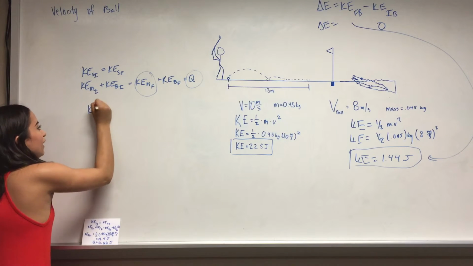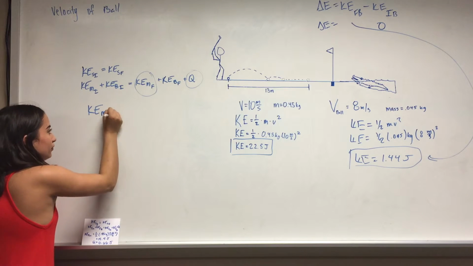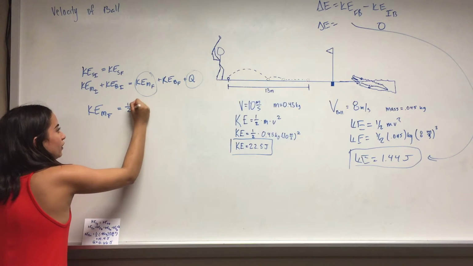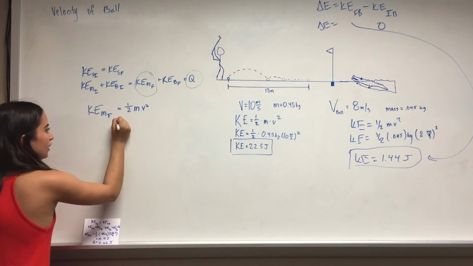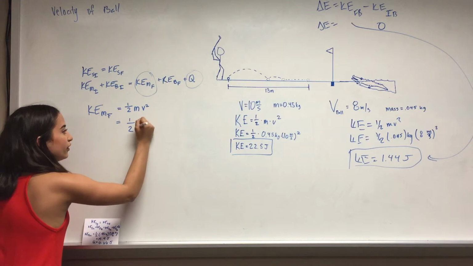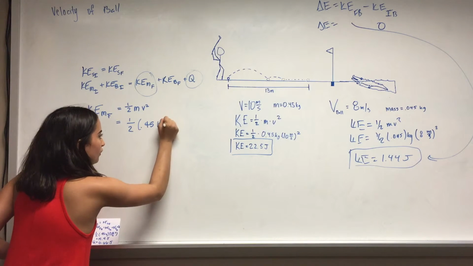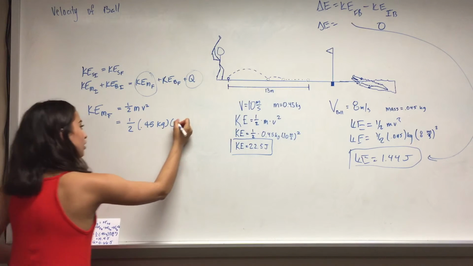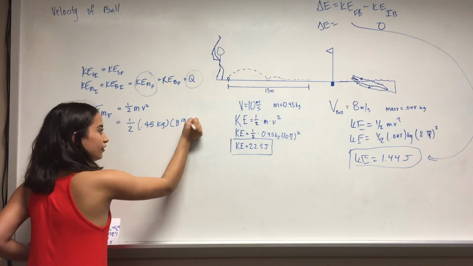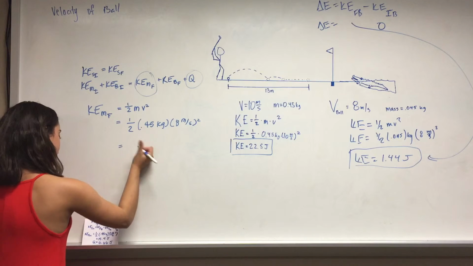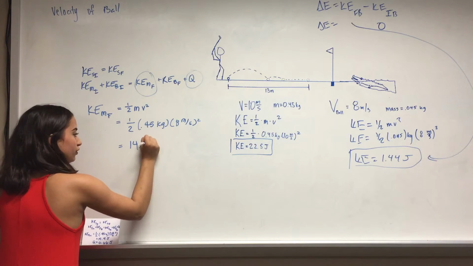For the kinetic energy of Marcus final, we can use 1/2 mv squared, and we substitute in 1/2 times the mass, which was 0.45 kilograms, times our velocity, which was 8 meters per second squared, and we get 14.4 joules.